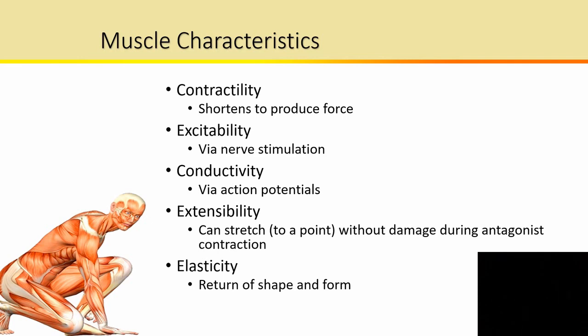Muscle is also extensible. In other words, we can stretch a muscle without it coming apart to a certain point. This is not infinite, because eventually it's going to pull apart, but muscle can stretch to a certain point without damage. This is important because let's look at the thigh. If I extend my knee, just take your leg and extend it, the muscles on the front, the quadriceps of the thigh, are tightening. The muscles on the back, the hamstrings, have to stretch a little bit to coincide with the anterior muscles, the quadriceps, contracting or getting shorter.